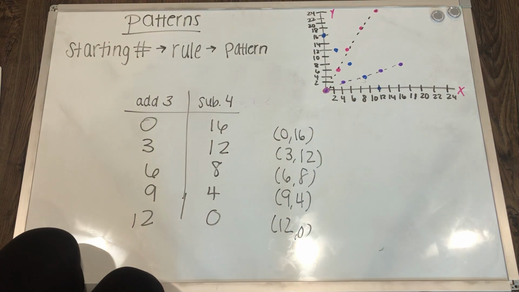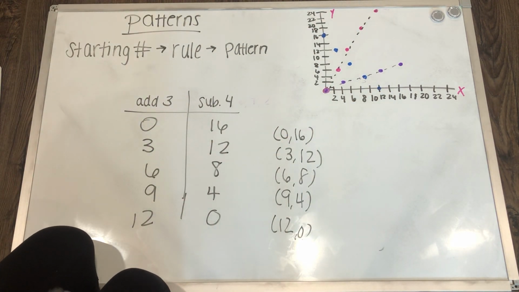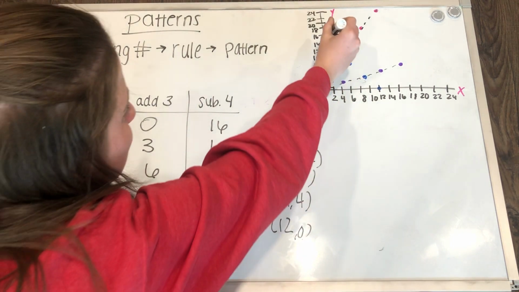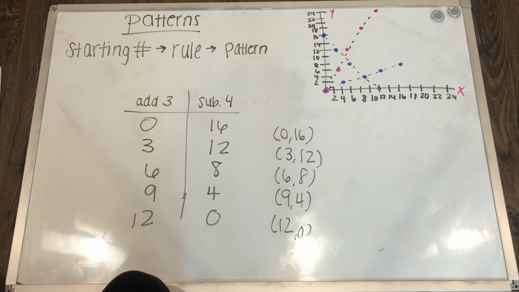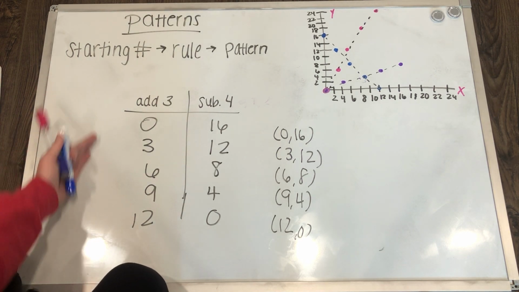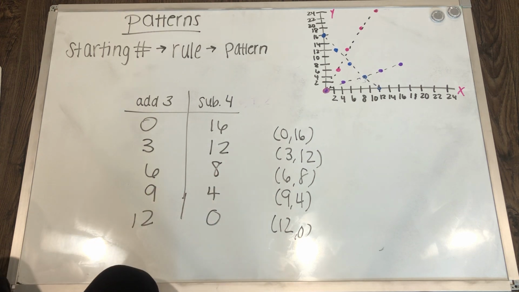So now when I connect these, we can see that it does look different. So when we have an adding and a subtraction rule, now we get that downward line, okay? What's important to note about this is that there are patterns everywhere. There are patterns when we're looking at different rules. There are patterns when we're even graphing coordinates on the coordinate plane. So that's just important to remember, that there are always going to be different patterns.